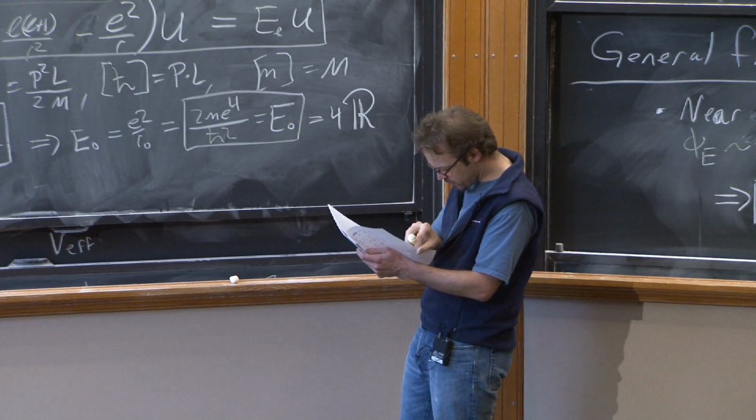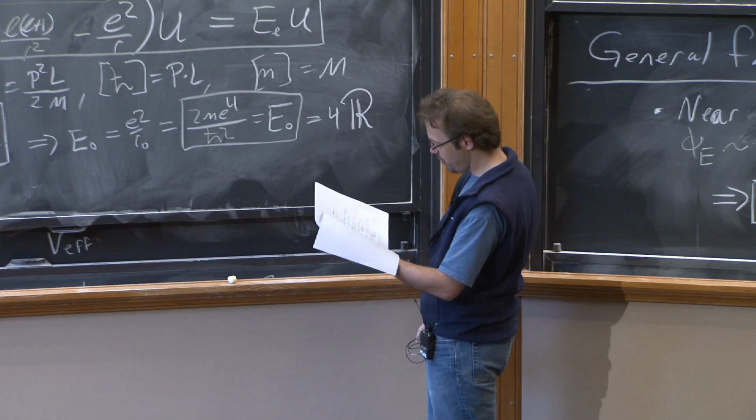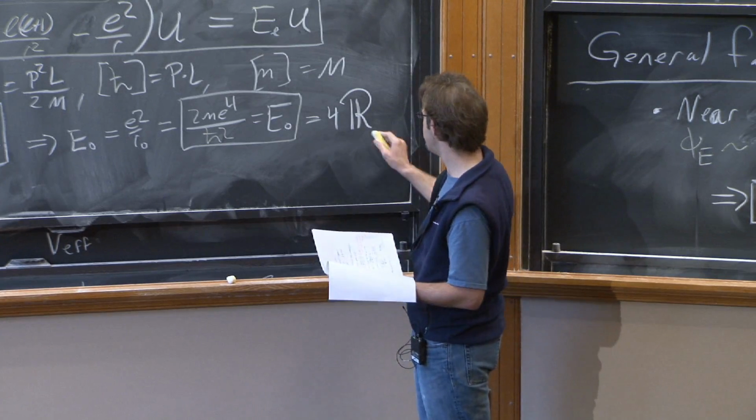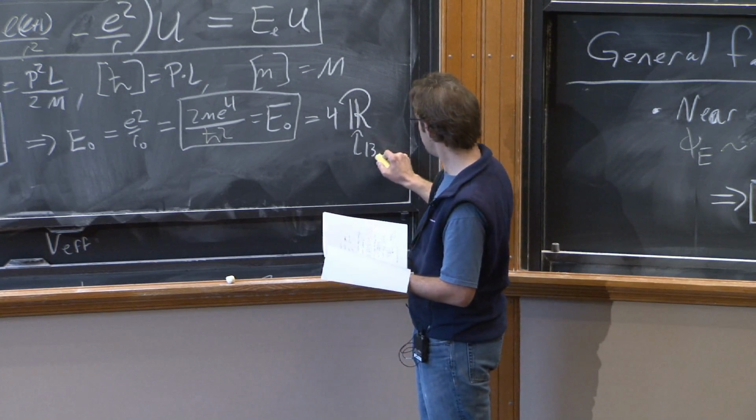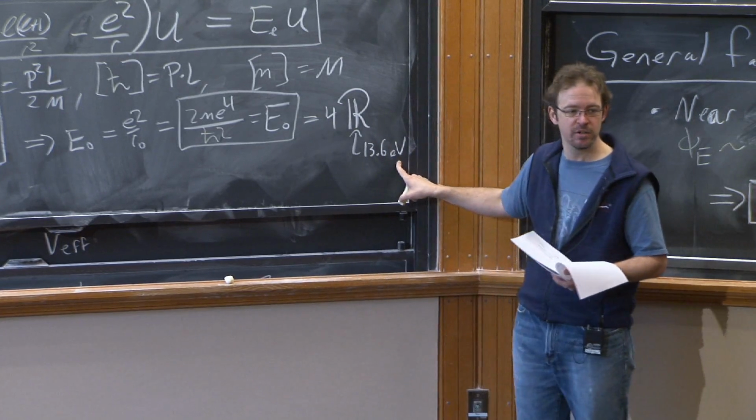I want to make sure I get my factors of 2 right. Yep, I'm off by a factor of 4 from what we'll call the Rydberg energy, which is 13.6 eV. And this is the observed binding energy of hydrogen.